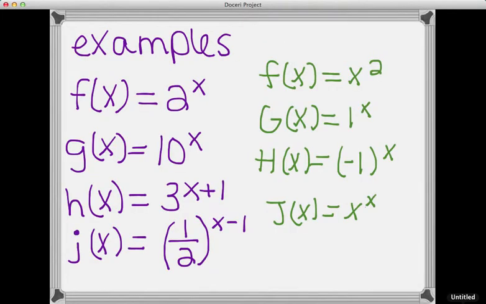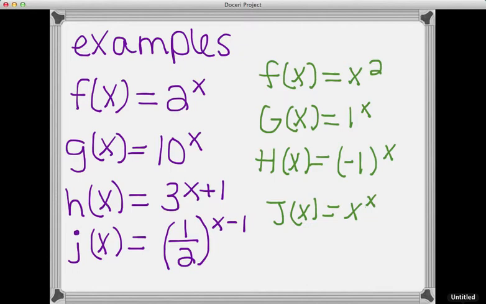So here are some examples. f of x equals 2 to the power of x. That would be an exponential function because the base is 2. It is greater than 0, it is not equal to 1, and it is a positive number. Same thing, g of x: 10 is the base, so the base is greater than 0, not equal to 1, and it's a positive number.